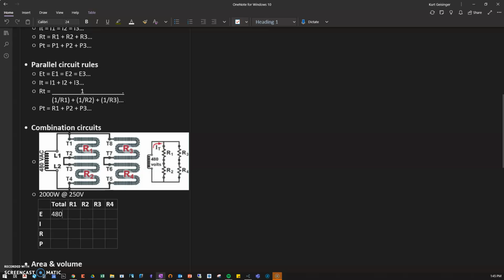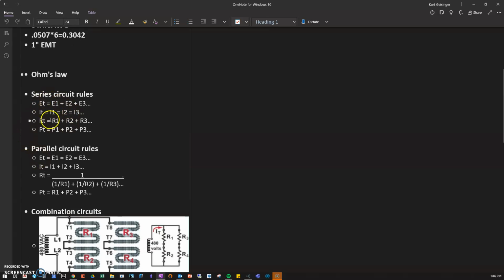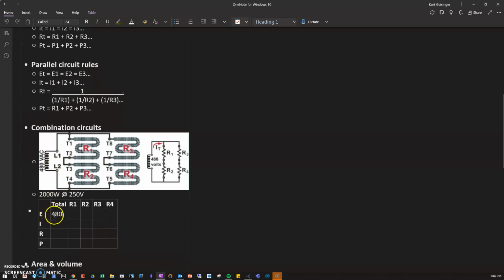Now, where these things get really tricky is we can't really use any of these rules directly, the series rules or parallel rules, to fill in these columns. Reason being, these columns represent a combination circuit. They're not purely series or parallel, so we can't use those rules yet, right? So there's really only one more thing we can do at this point based on what we know right now.